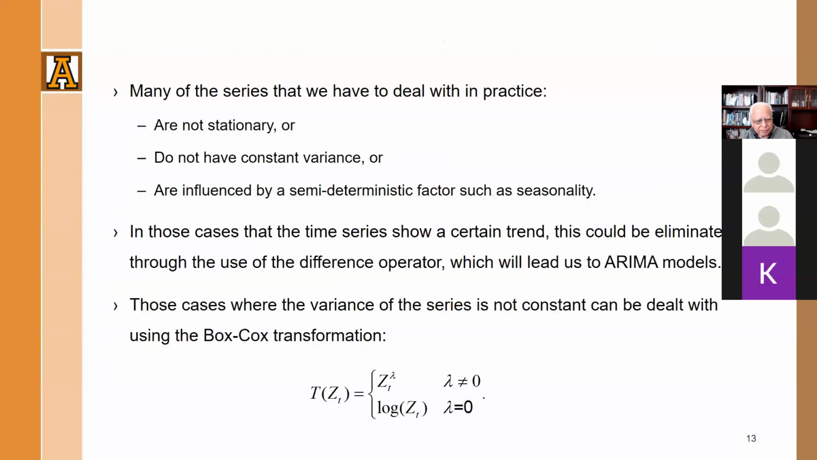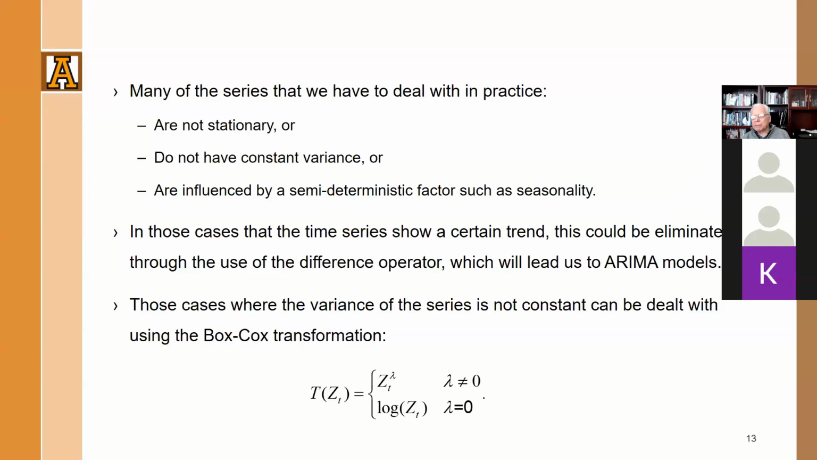Now, in general, most of the series that we deal with in practice are either not stationary, or do not have constant variance, or are influenced by semi-deterministic behaviors such as seasonality. Most of the series in practice are not perfect series to analyze. So we have to make them as perfect as possible to be analyzed and to be able to train a model.